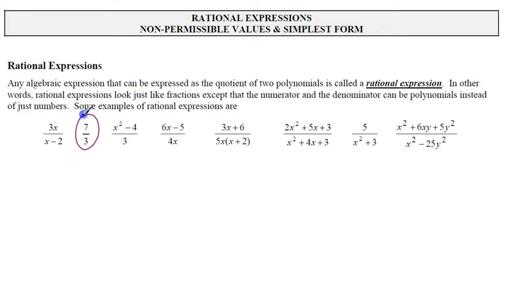Anything with a polynomial. It could be a binomial, a monomial, or a trinomial divided by a trinomial. And there are more complicated ones here, like x squared plus 6xy plus 5y squared over x squared minus 25y squared. All of these are examples of rational expressions.